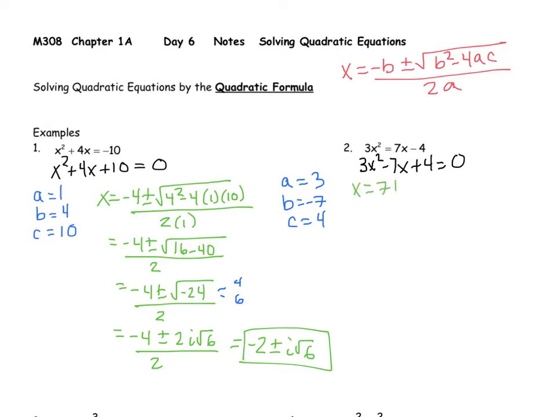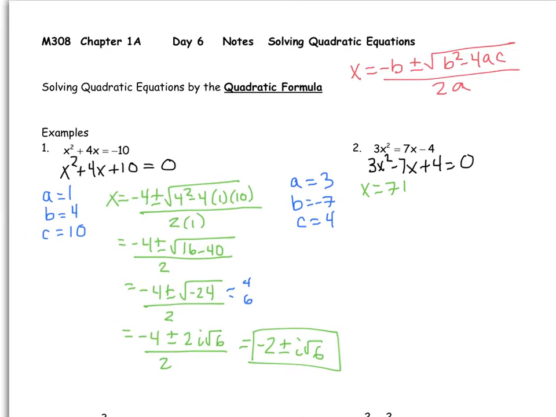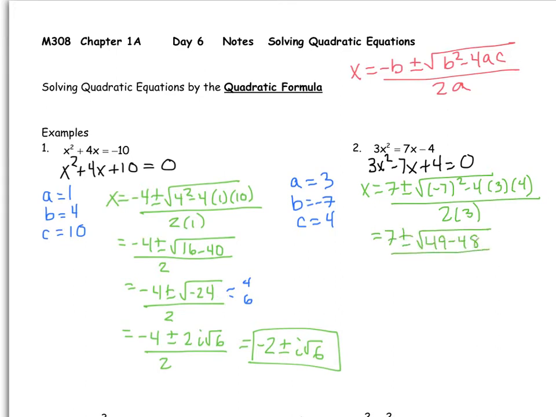x equals 7 plus or minus the square root of negative 7 squared minus 4 times 3 times 4 all over 2 times 3. Remember that when you square a negative number, it's always going to turn to positive. So we're looking at the square root of 49 minus 48. This one comes out kind of nicely because it's the square root of 1, which is just 1.